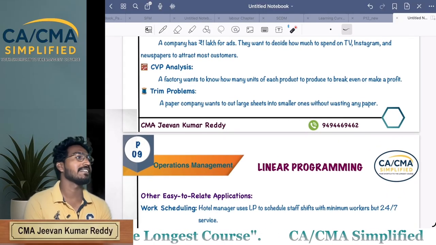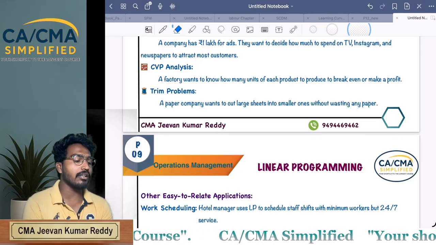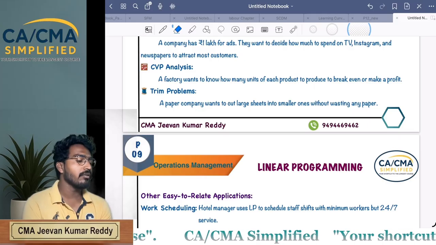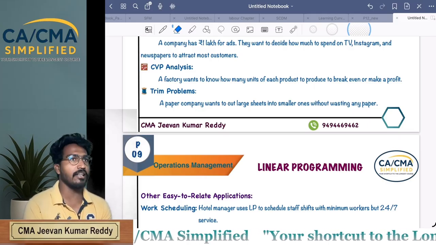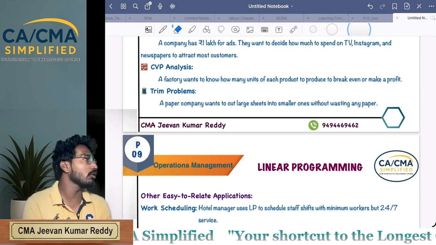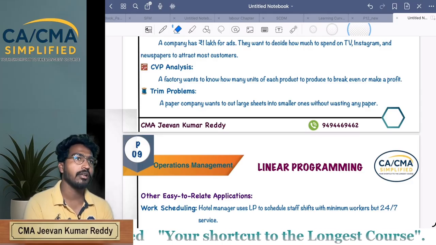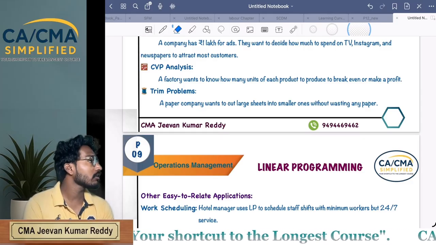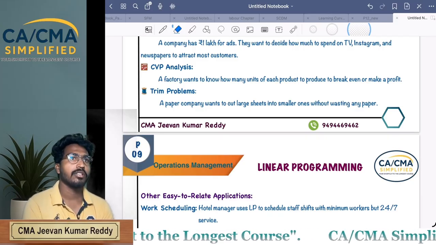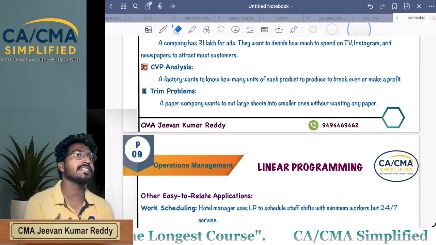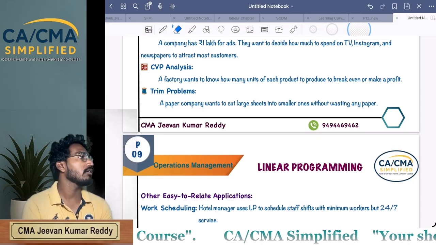Next, trim problems. A paper company wants to cut large sheets into smaller ones without wasting any paper. In the paper industry, the sheets are very large. Now that paper industry wants to cut the sheets into small pieces, small papers, without incurring a high amount of loss. It wants to reduce its waste. It is nothing but minimizing the wastage. Now our linear programming will solve this problem.